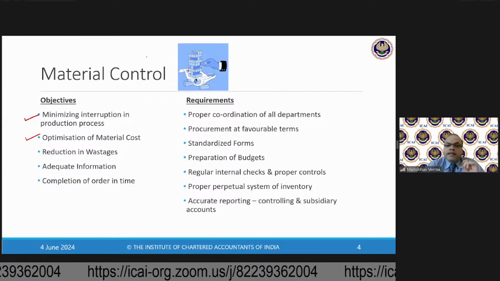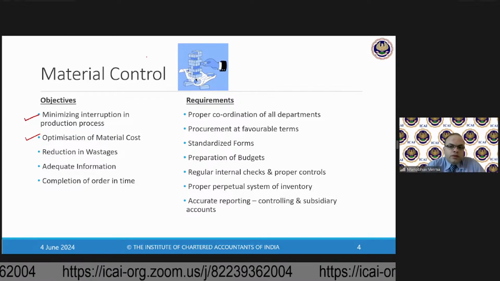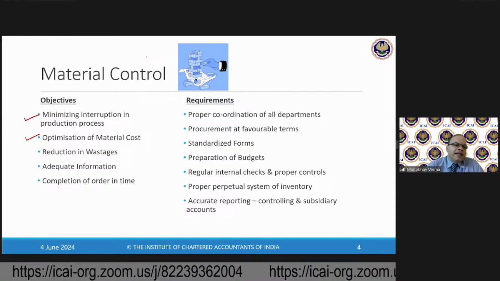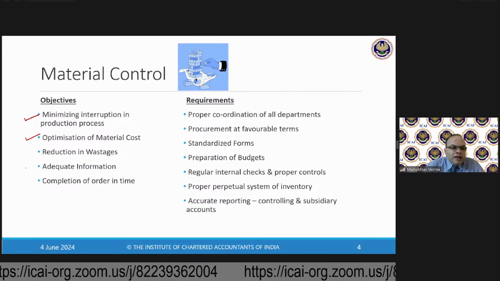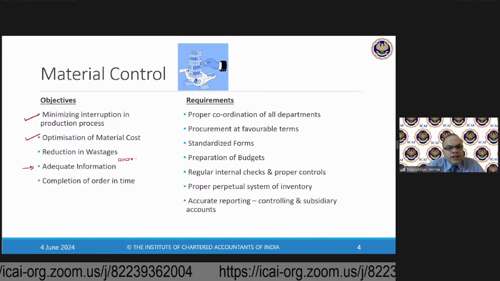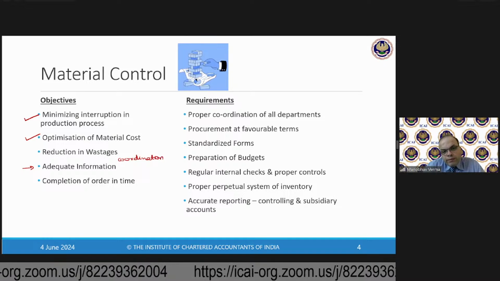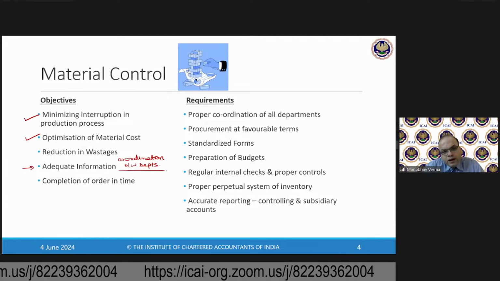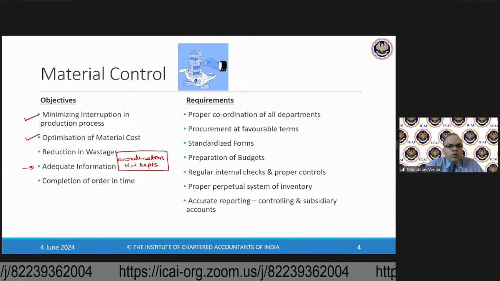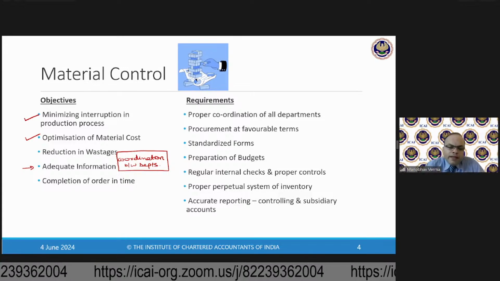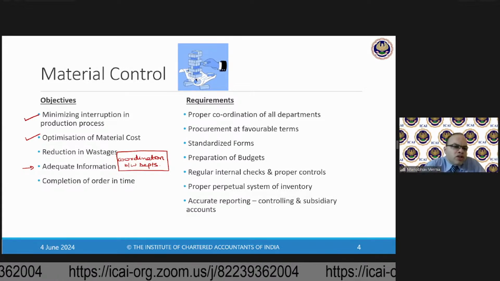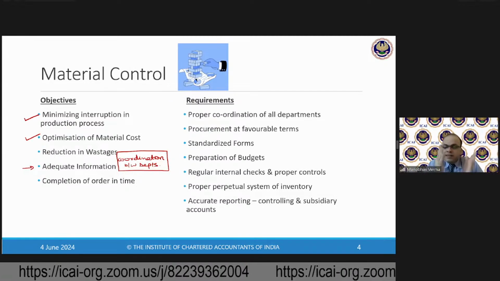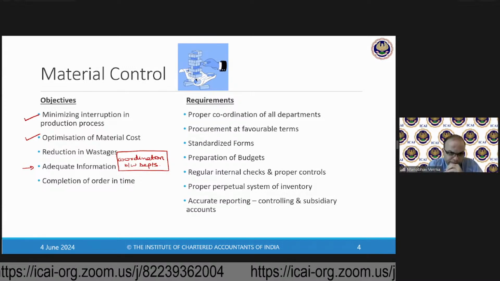Now, one more important objective of material control is something called adequate information. Now, when I say adequate information, I'm looking at it more from the perspective of coordination amongst different departments. So let me ask you guys, what do you think from a material perspective? Which are the departments that are generally involved? I want to understand from your imagination, what are the different departments that are involved here, guys?